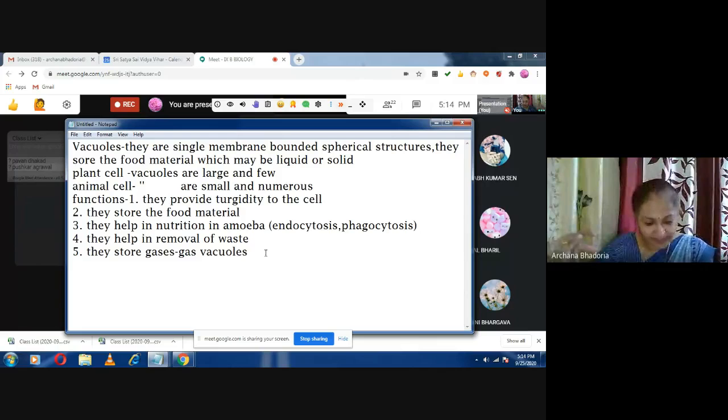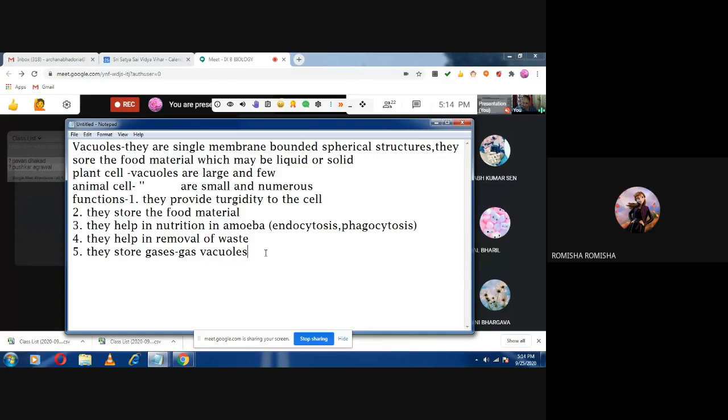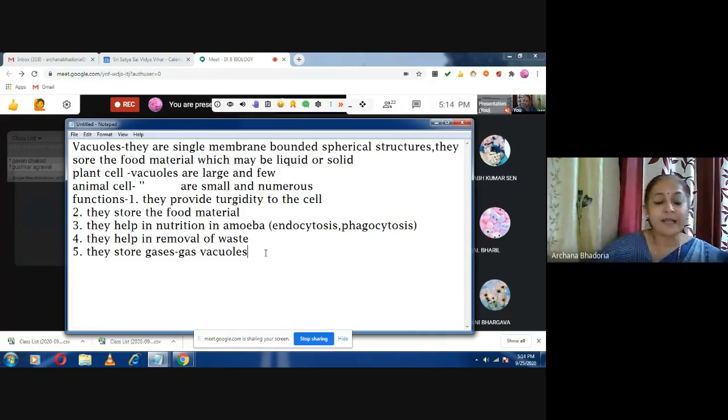You have seen how you make the plant cell diagram? Yes, ma'am. So the vacuole is very big and that is pushing the nucleus to one side in the case of the plant cell.